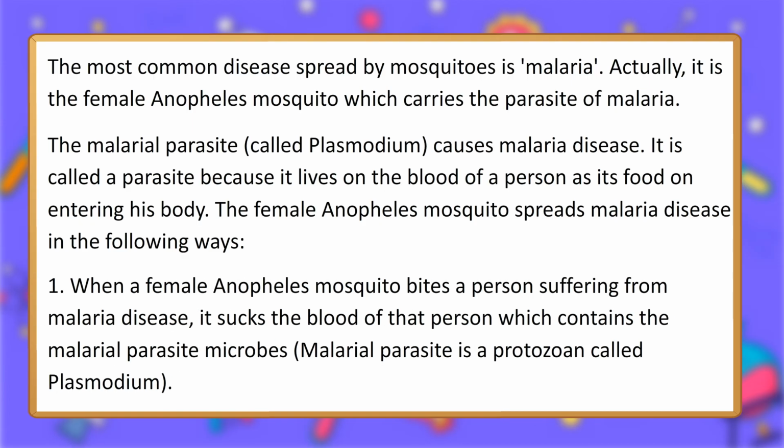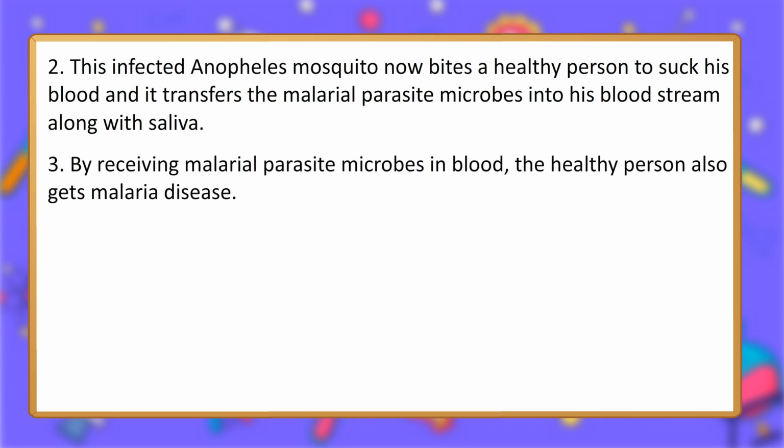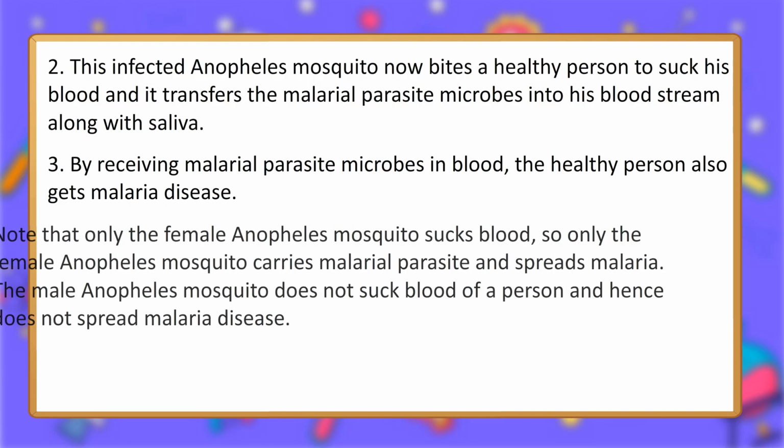1. When a female Anopheles mosquito bites a person suffering from malaria disease, it sucks the blood of that person which contains the malarial parasite microbes. Malarial parasite is a protozoan called Plasmodium. 2. This infected Anopheles mosquito now bites a healthy person to suck his blood and it transfers the malarial parasite microbes into his bloodstream along with saliva. 3. By receiving malarial parasite microbes in blood, the healthy person also gets malaria disease.